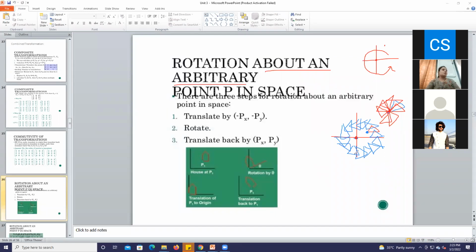Yes, tell me yes, no, whatever may be your answers, so that I can repeat or I can move forward. Understood? What is the meaning of rotation about arbitrary point? Yes, ma'am.